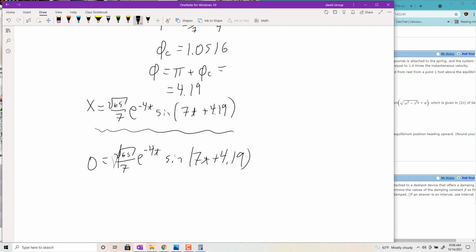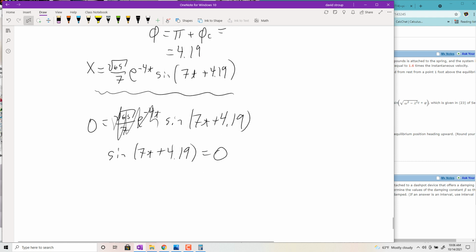You can divide out by all this mess and just get sine of 7t plus 4.19 equals 0, because that stuff's never going to be 0. Then you're looking for angles that cause sine to be equal to 0. So you have 7t plus 4.19 equaling 0 plus pi n, right?